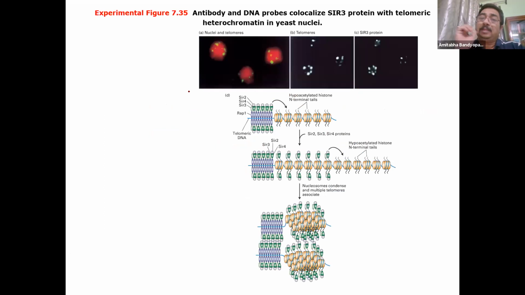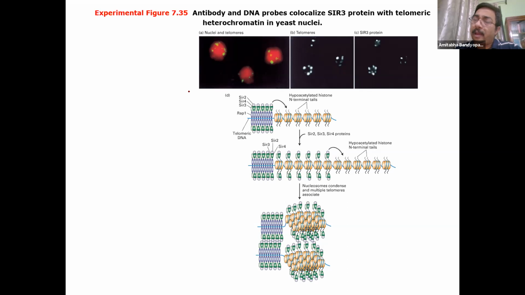So what happens is that there is a protein called RAP1 that binds to the telomeric region. Once it binds to the telomeric region, it recruits a set of proteins called SIR proteins. So SIR3 and 4 are recruited, which in turn recruits SIR2. And SIR2 has a deacetylase activity. So it removes the acetyl group from the lysine residue of histone.